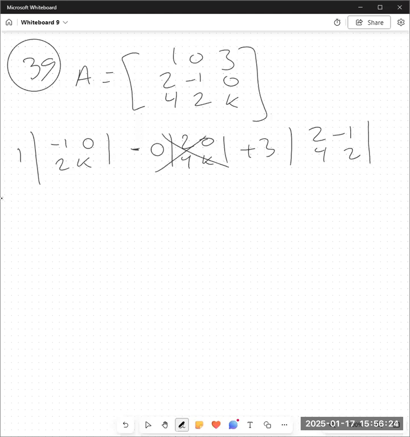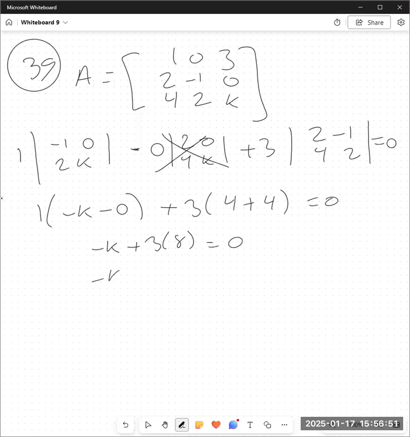That is 0. So this is 1 times negative k minus 0 plus 3 times 4 minus a negative 4, which is 4 plus 4. That's negative k plus 3 times 8 equals 0. So negative k plus 24 equals 0. Negative k equals negative 24, and k equals 24 will make this singular.